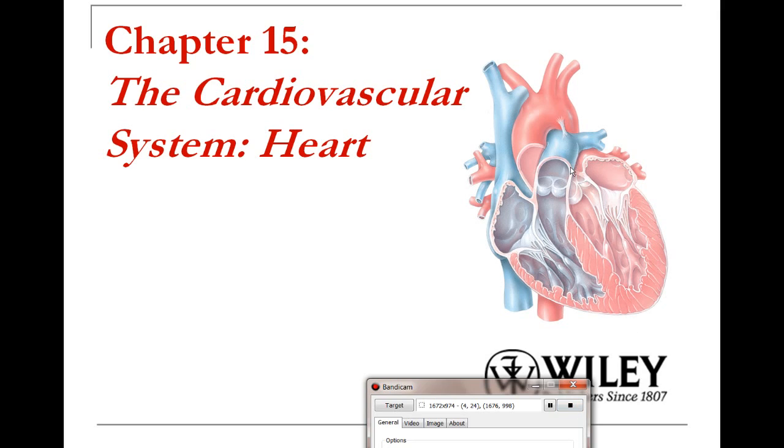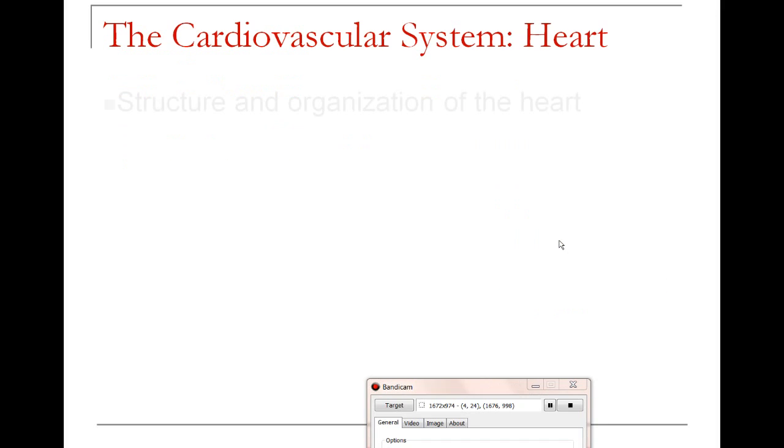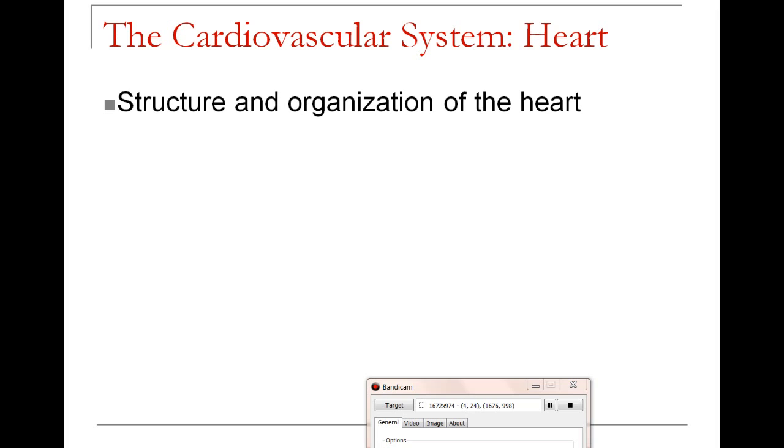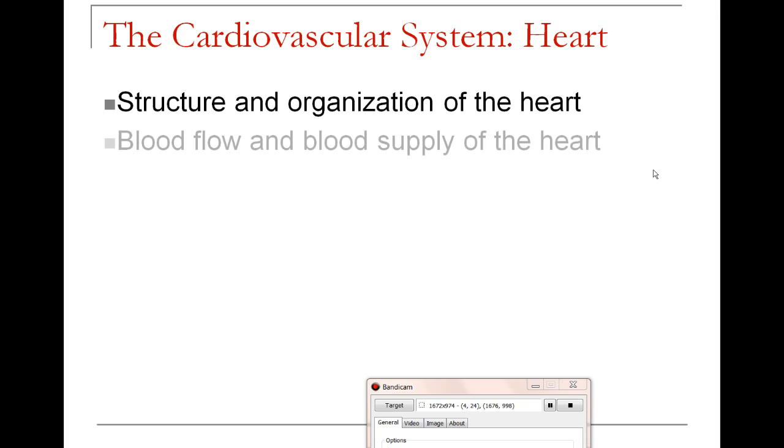This is chapter 15, which is about the heart. So the goals for this chapter are to learn about the structure and organization of the heart, which we'll also do in lab this week, to talk about the blood flow through the heart and how the heart gets its blood.